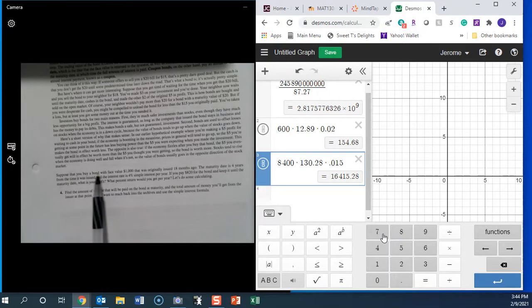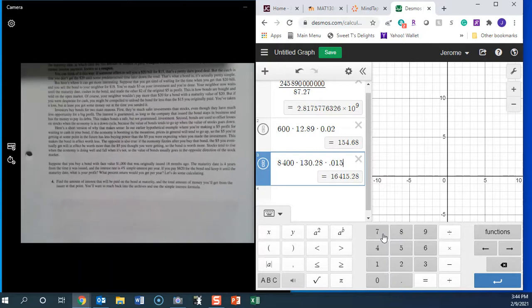It says, suppose that you buy a bond with face value $1,000 that was originally issued 18 months ago. The maturity date is 4 years from the time it was issued, and the interest rate is 4% simple interest per year. If you pay $820 for the bond and keep it until the maturity date, what is your profit? What percent return would you get per year?